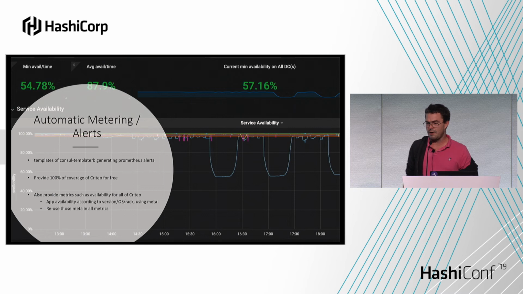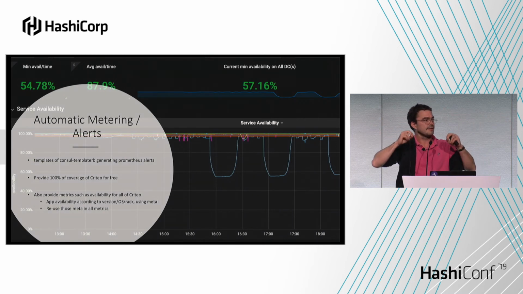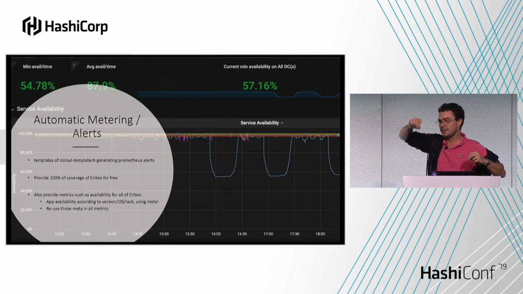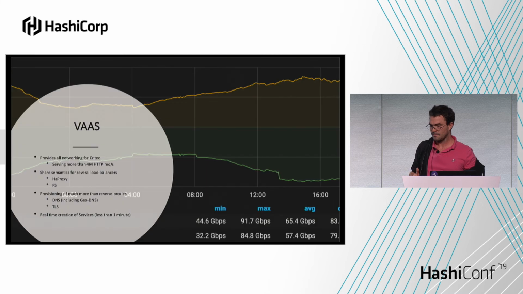So a few real-world examples. We've got automatic monitoring and alerting for all of our apps. So for free, when you start an application, you've got the graph of availability for it with tags about the version, the rack, and so on. So it's very, very efficient. We've got the VAS, which I already explained a bit, but in 1 minute, you start a service, it's available on the internet. You remove a service, it disappears.